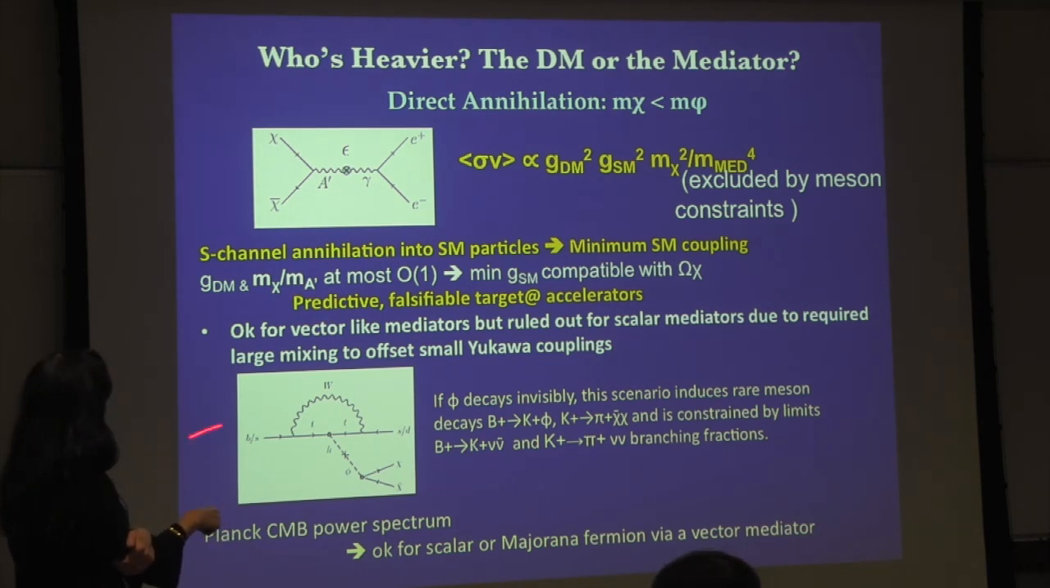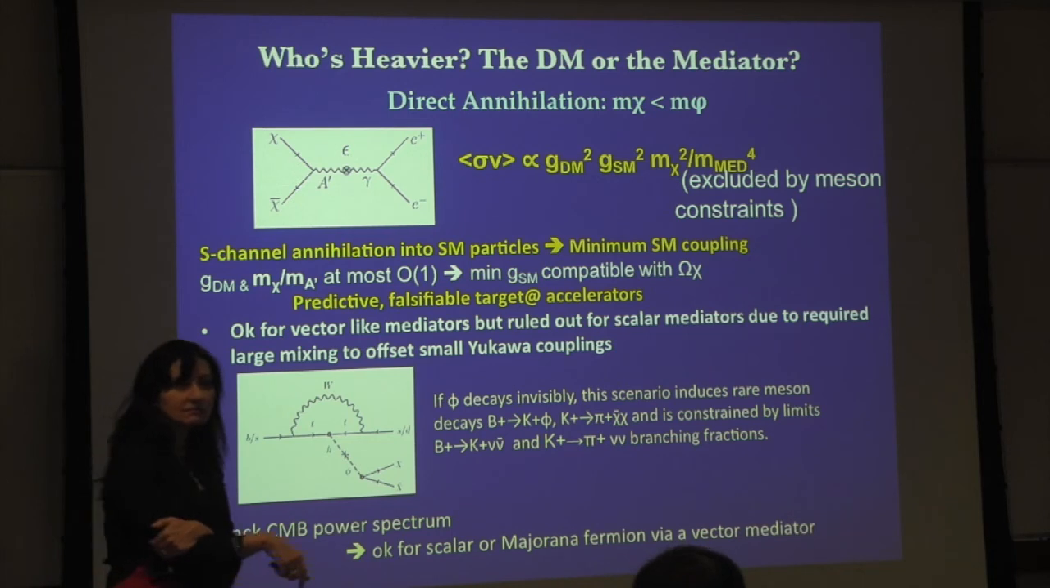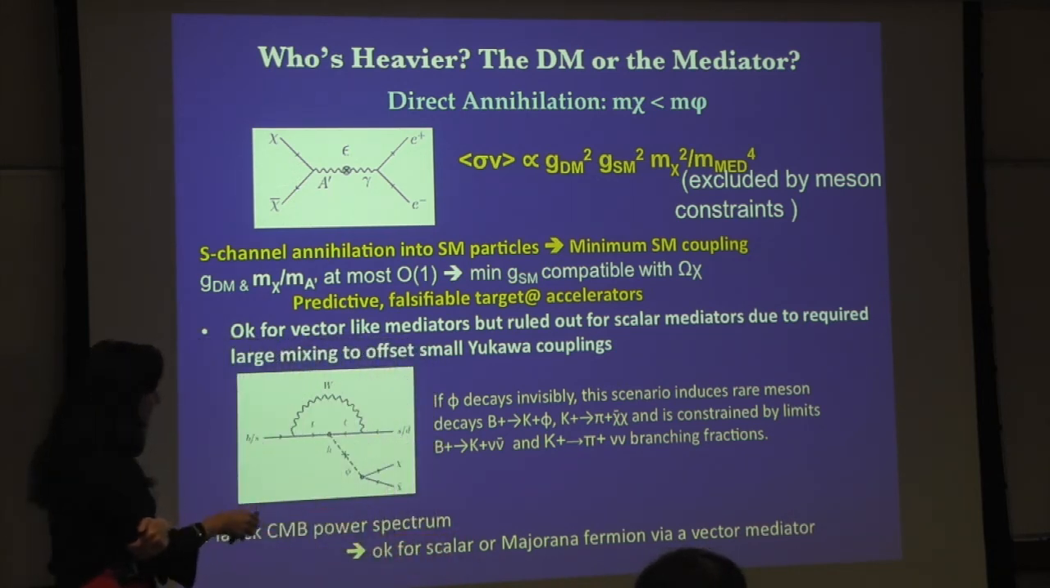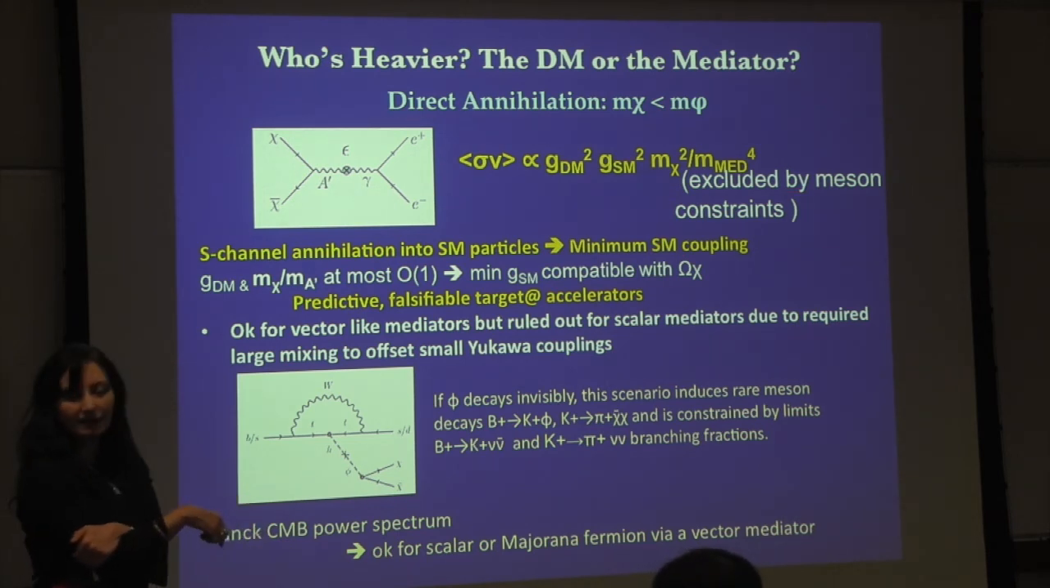I can go into this, but I don't have the time, unfortunately. So I will tell you only that if you put a scalar here instead of a vector-like, it turns out to be excluded by things like B meson decays. Okay, so it doesn't work. We can go into that. Excluded by meson constraints if this is a scalar. That's why I only put here a gauge boson, a U(1) dark, okay? Still, the U(1) dark is okay if dark matter is a scalar or is a Majorana fermion.